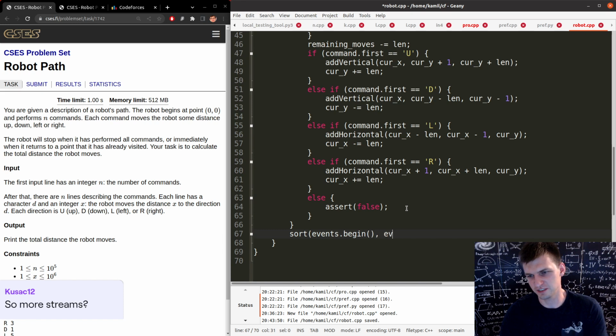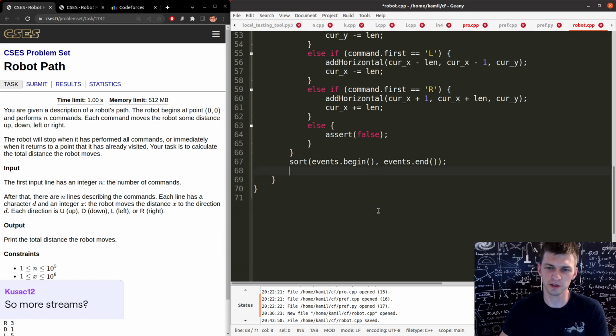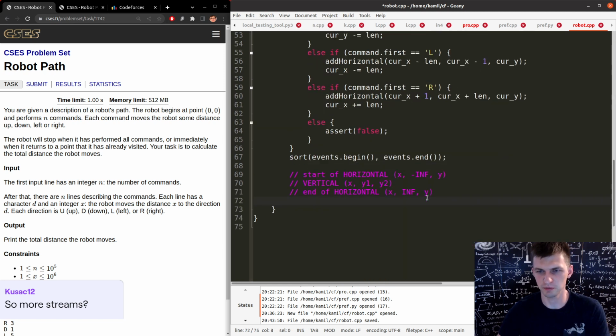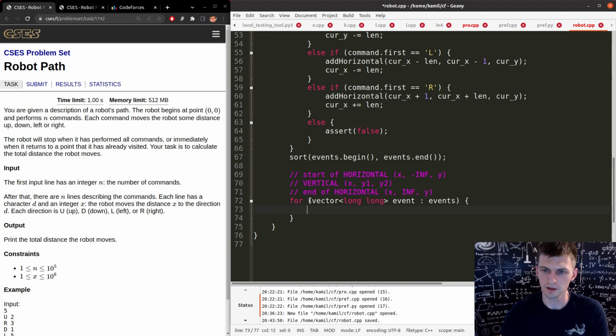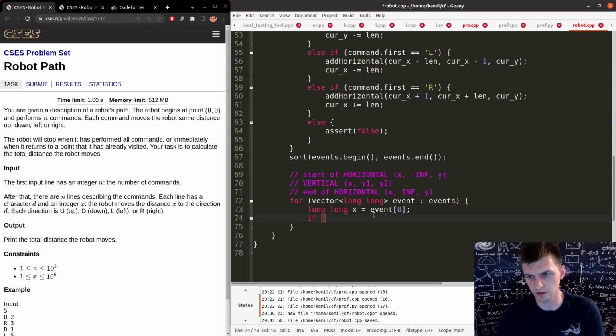That doesn't make any sense, I believe. Sort the events. Now we do sweep line from left to right. I will copy this. It will be easier. Maybe I will decrease the font a little bit. Okay. For everything in events, if no, this is X, and now if event 1 is minus infinity, this is the start of horizontal.